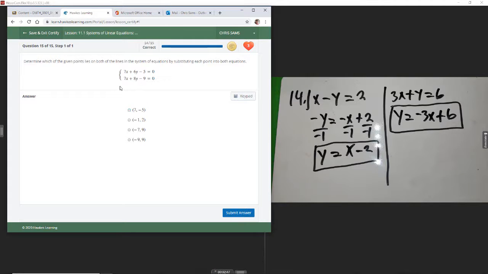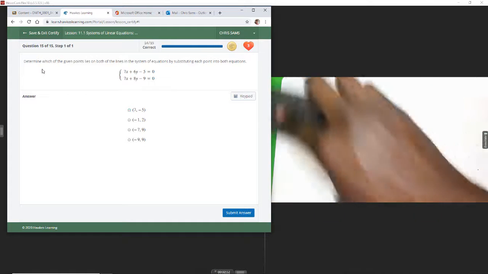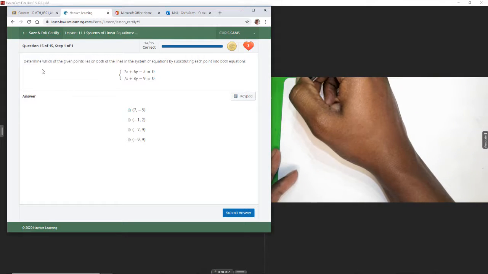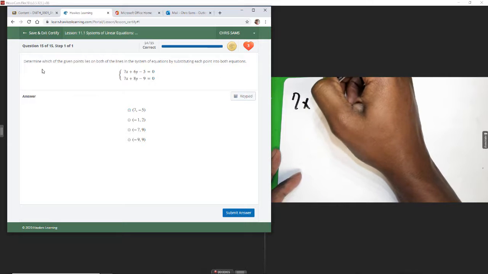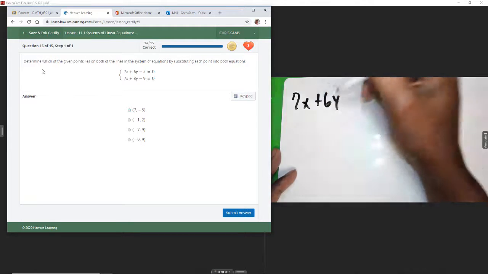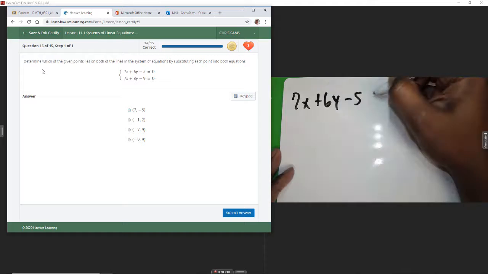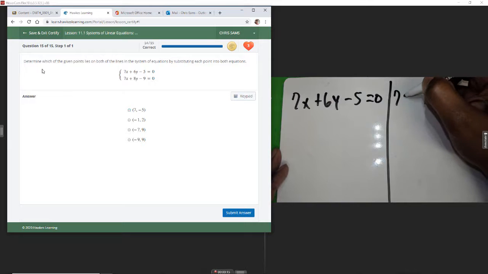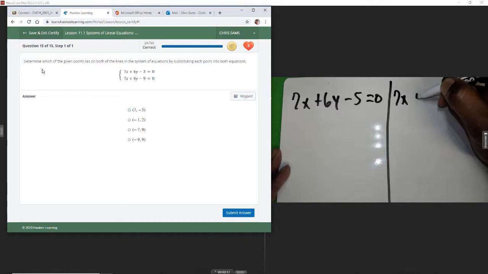All right, and number 15, I guess we can solve this one by plugging in. So I'm going to do a lot of mental math to speed it up. These are some bigger numbers. So the two equations we have are 7x plus 6y minus 5 equals 0. And the other equation is 7x plus 8y minus 9 equals 0.